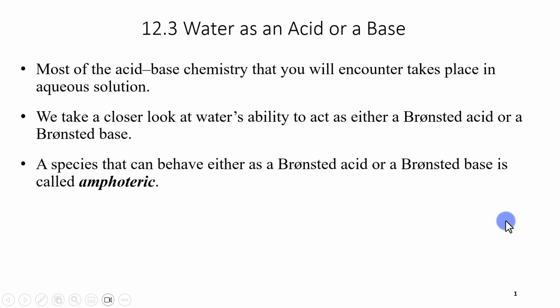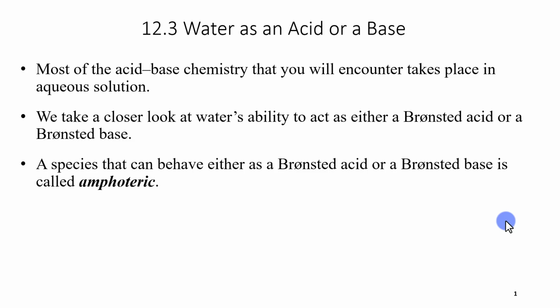In this part of Chapter 12, we're going to talk about water and how water can act both as an acid or a base. Most of the acid-base chemistry that we're going to deal with will be taking place in aqueous solutions, meaning with water around. Now, water can act both as an acid or a Bronsted, so a Bronsted acid or a Bronsted base.